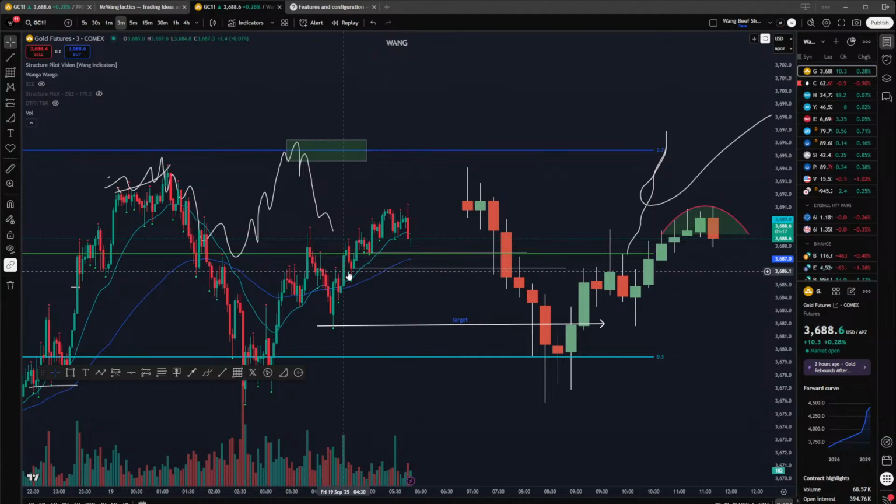Yeah, the expectation is for me to get below that low and then price going back up to the high. We'll see if it delivered us. Aggressive.